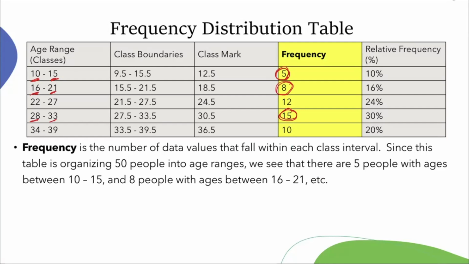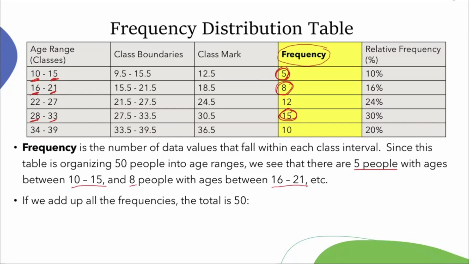Okay, so frequency is the number of data values that fall within each class interval. This table is organizing 50 people into age ranges. There are 5 people with the ages between 10 and 15, 8 people with ages between 16 and 21, etc. There's a relationship between the total frequency and the sample size. If we add up all the frequencies, it should sum to the sample size. And if it doesn't, it probably means we have a calculation incorrect in our table. If we add up 5 plus 8 plus 12 plus 15 plus 10, it equals 50, which is the size of the sample. So we have that matching, and it should always equal the size of the sample.